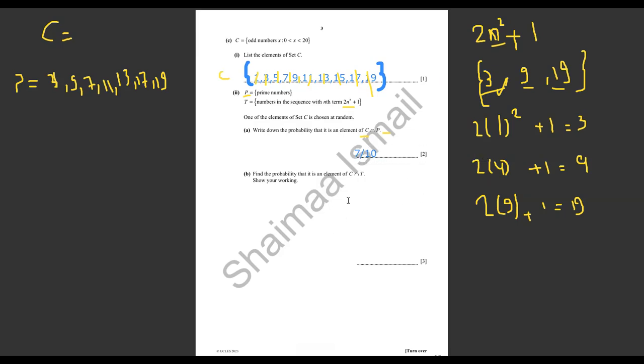Find the probability that the element C intersect T. Here in the intersection, I see that there are only 3 numbers common, which are 3 and 9 and 19, in the odd numbers, or set C. The set T, and this is B. And now in this question, we needed C with T. The odd numbers with the ones which apply for this rule. So this would be equal to 3 out of 10.